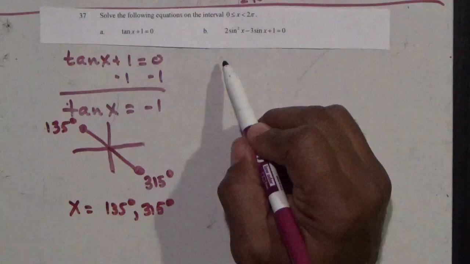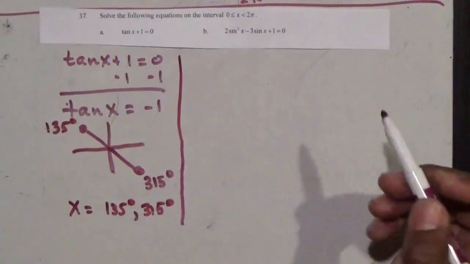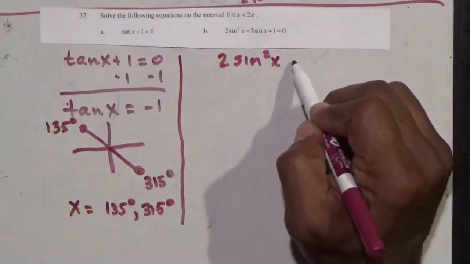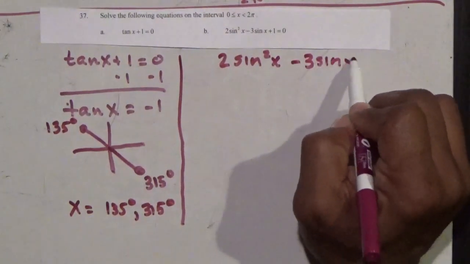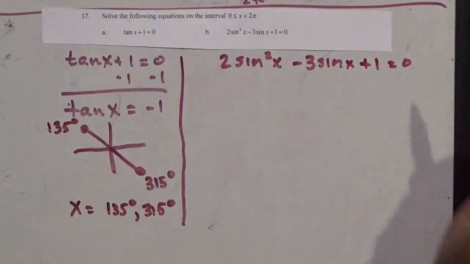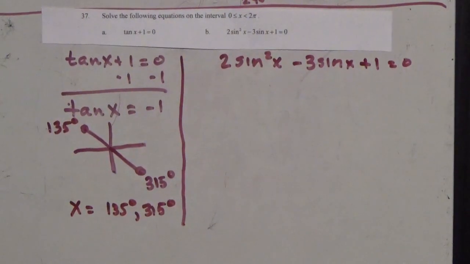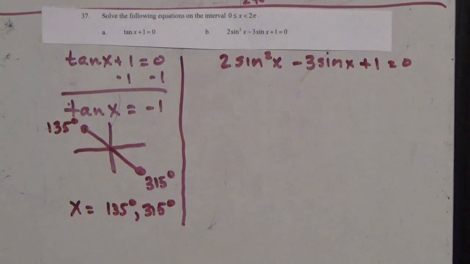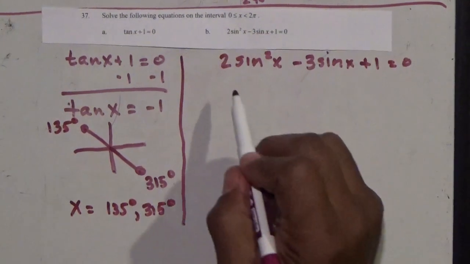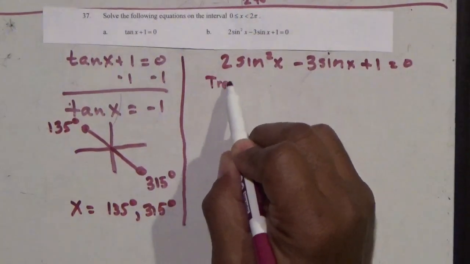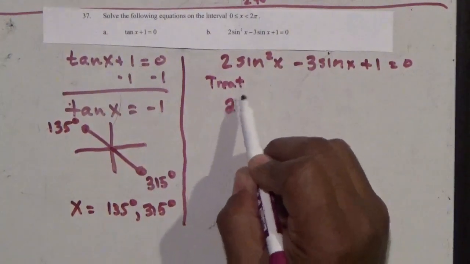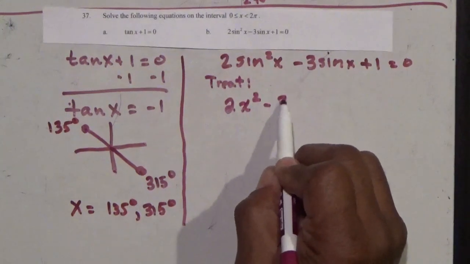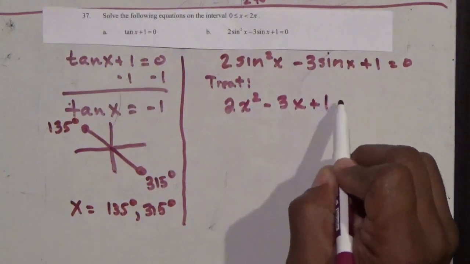All right, looking at the next problem. This is one that got some people on the test. We have 2 sine squared x minus 3 sine x plus 1 is equal to 0. We start this problem by just getting rid of our sine. We're going to put our sine back in the end. So we treat this as if it was 2x squared minus 3x plus 1 is equal to 0.